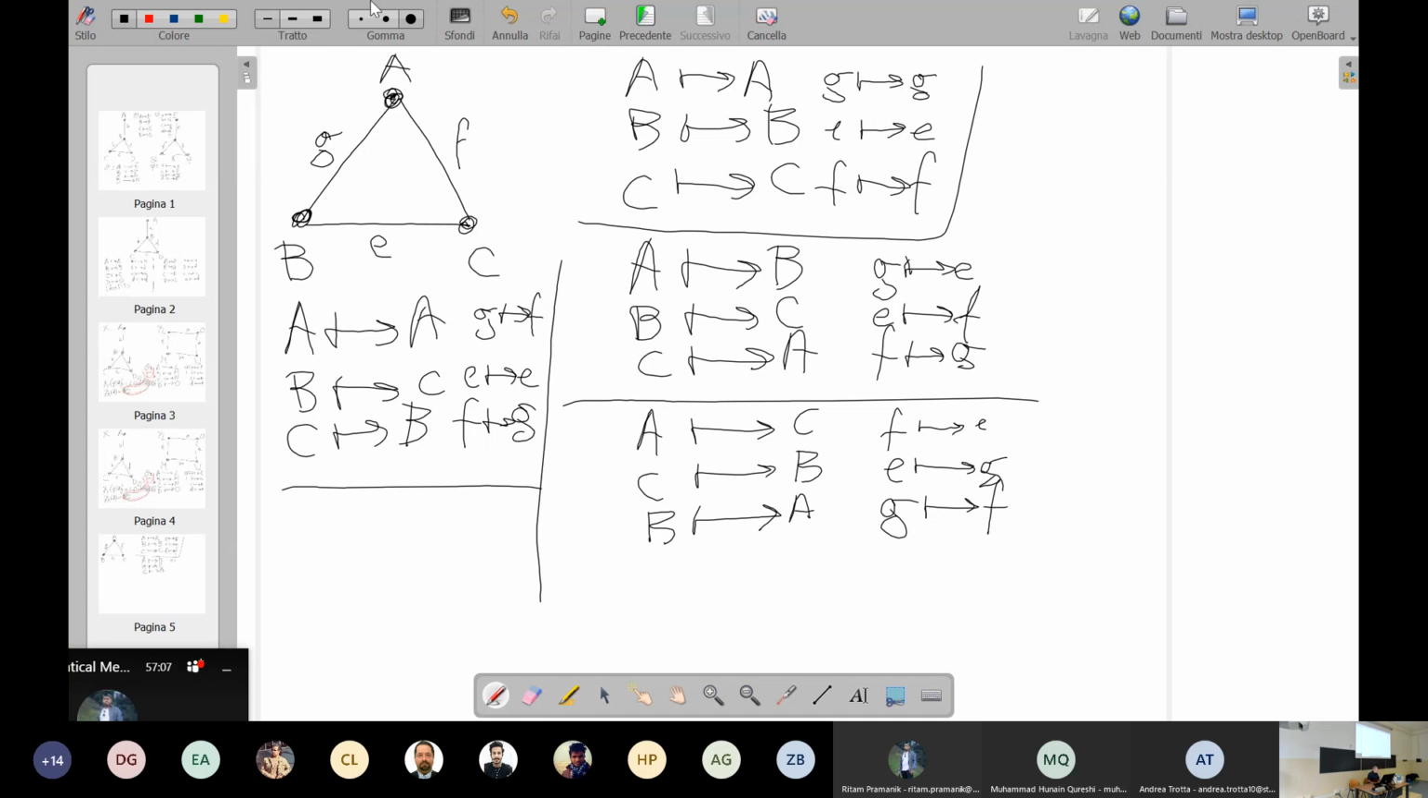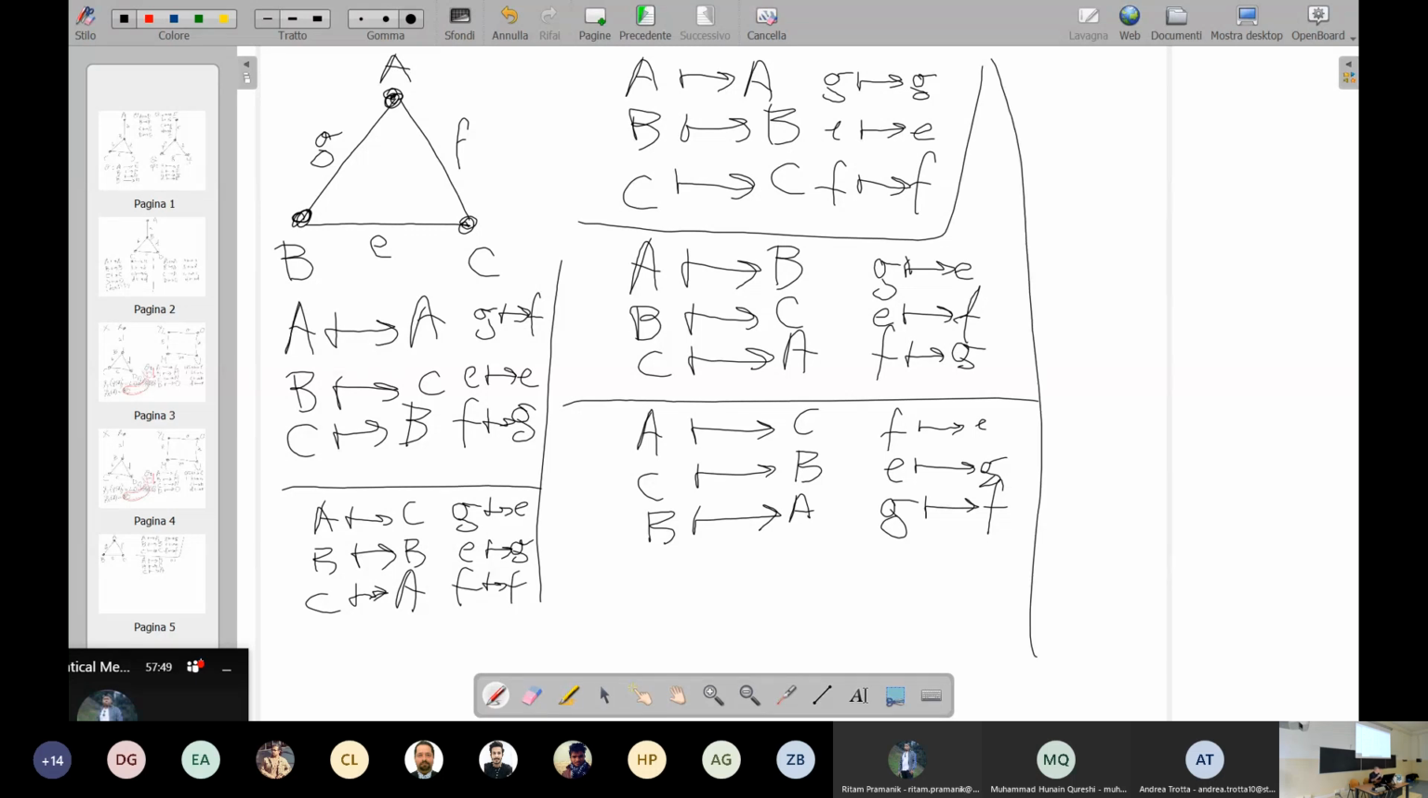Meaning that now we have flipped along a vertical line, but we can flip along this line and flip along this line. So we can have that A goes to C, that B goes to itself, and C goes to A, and consequently G goes to E, E goes to G, and F goes to itself.